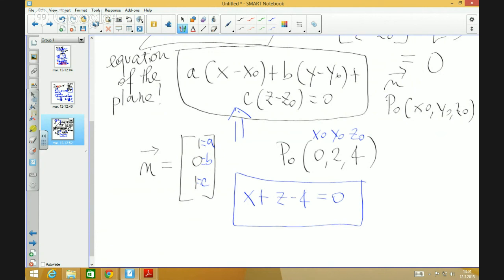Yes, question. Okay, the question is, I don't understand why this z minus 4, which we have here. Well, look at this part of the formula. This says c times z minus z0. Now, c is 1. So you have 1 times z minus z0. But what is z0? z0 is 4. So 1 times z minus 4 is z minus 4.